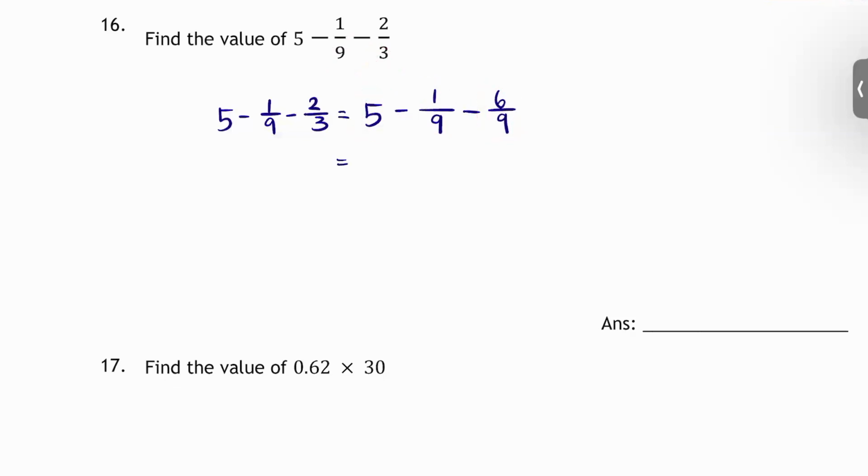So one way is to split the 5 wholes into 4 wholes and 9 over 9. Isn't that the same as 5? So I can write it this way. And when I do my subtraction, I will get 9 minus 1 minus 6. So 9 subtract 1 subtract 6 will give me 2 over 9. And that's the final answer to this question without a calculator.